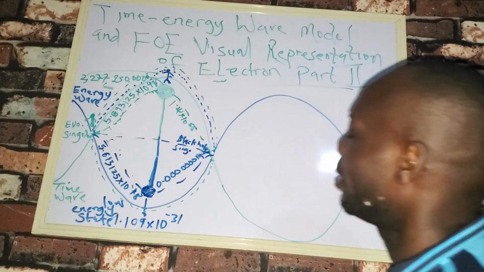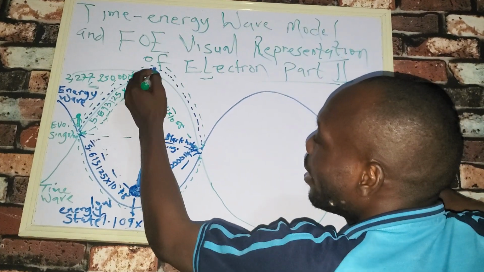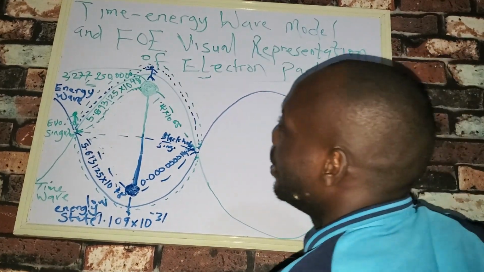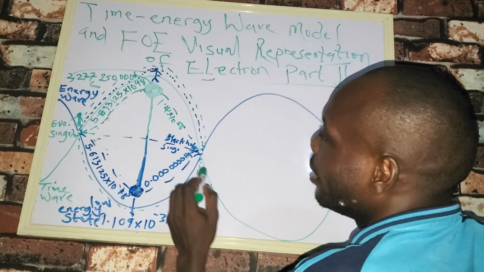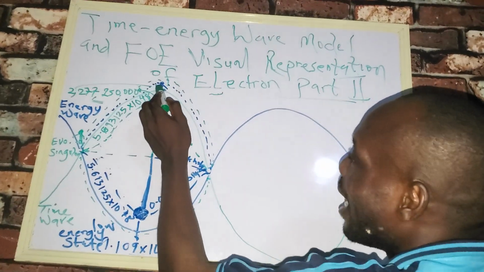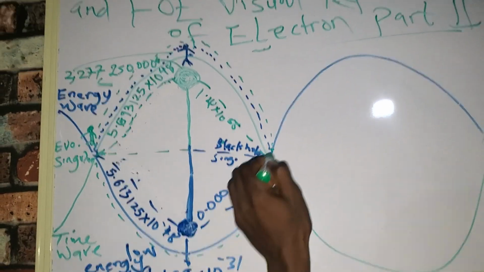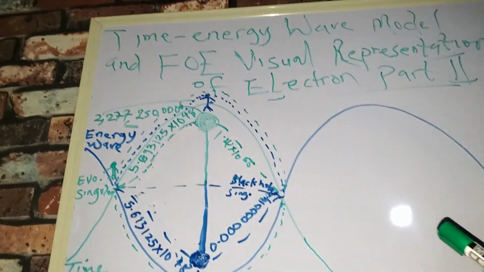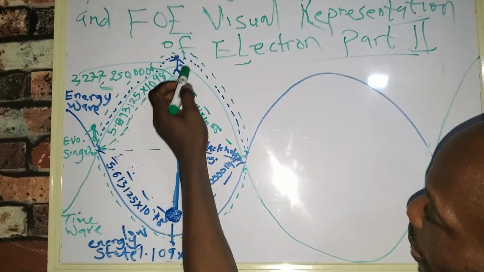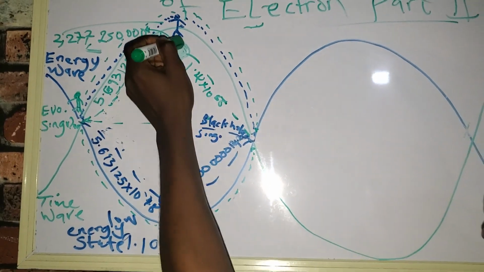This is what I'm trying to say. Now, if somebody should stand right on top of this wave at the peak of the wave here, what the person will see is that right from the point he is, there is contraction of time wave and contraction of energy wave towards singularity.